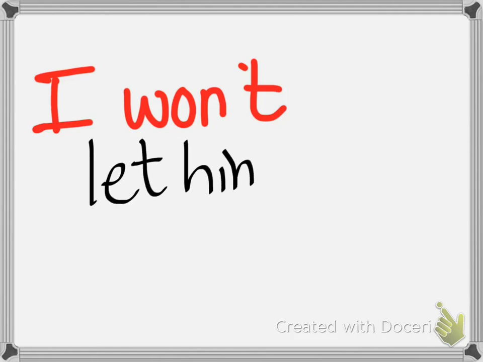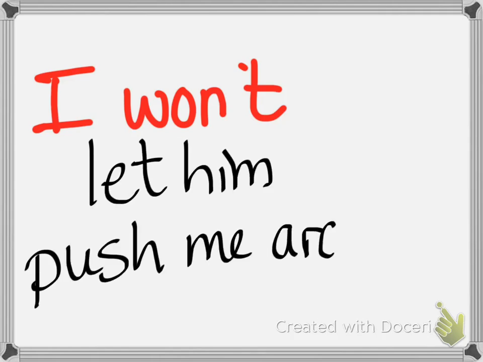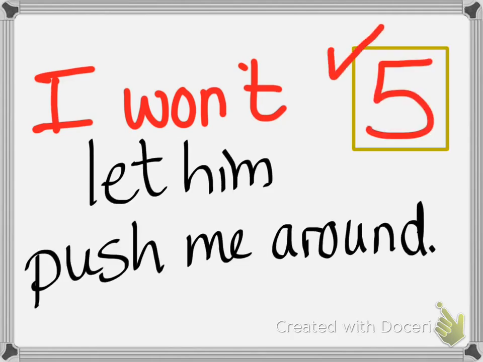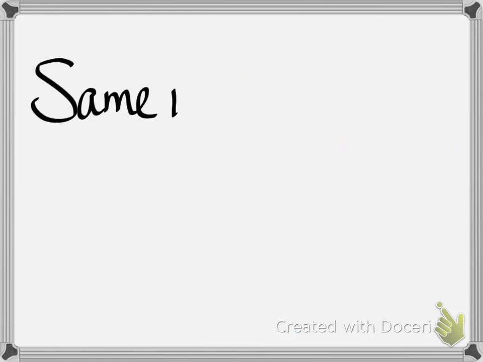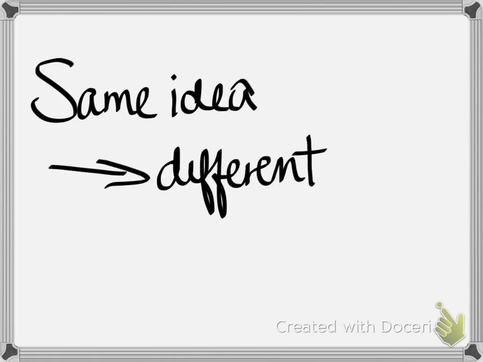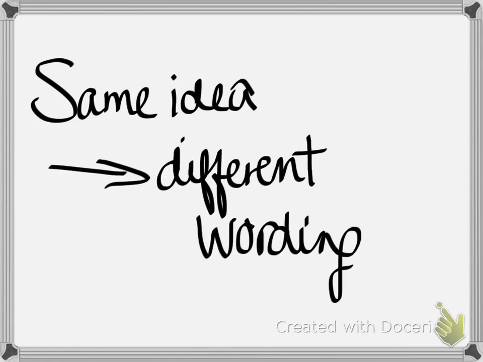So let's take a look. I won't let him push me around. Fabulous. It fits in the structure because it's transitive. And we can also do it in 2 to 5 words. Okay, that's where it works. That's the idea behind using phrasal verbs to one verb and one word to phrasal verbs.